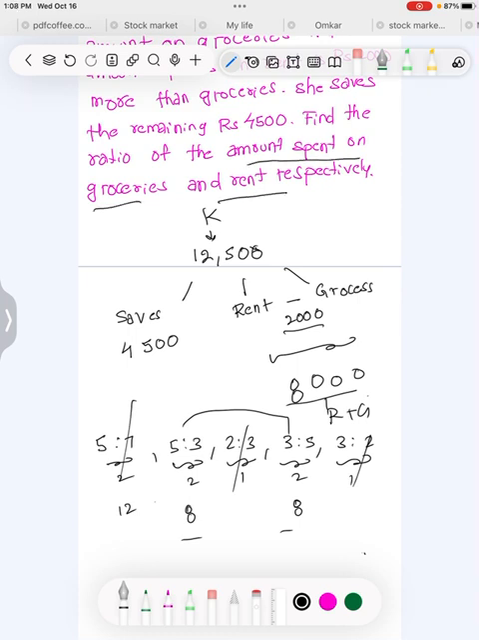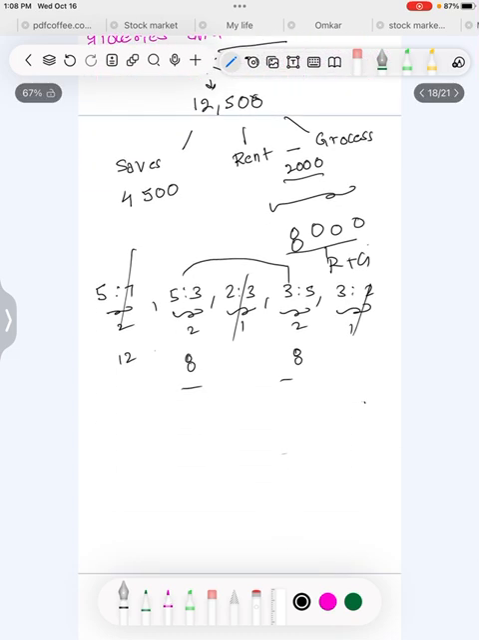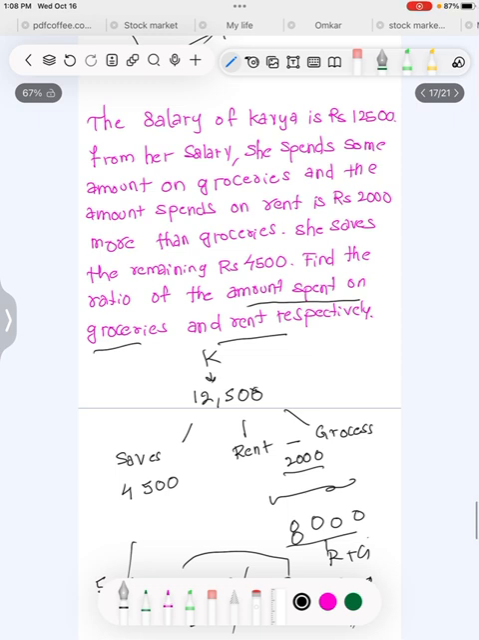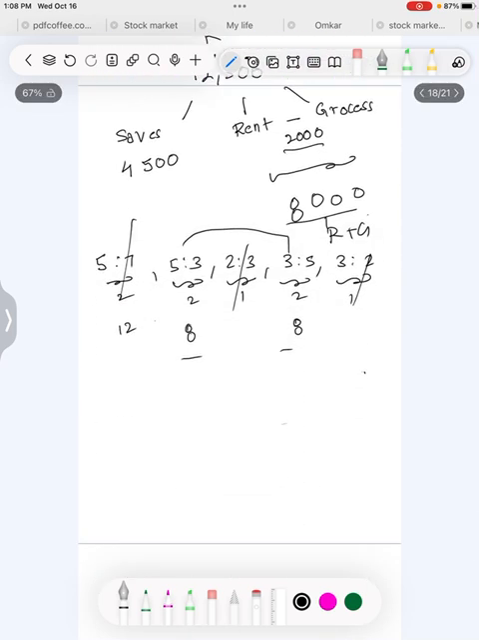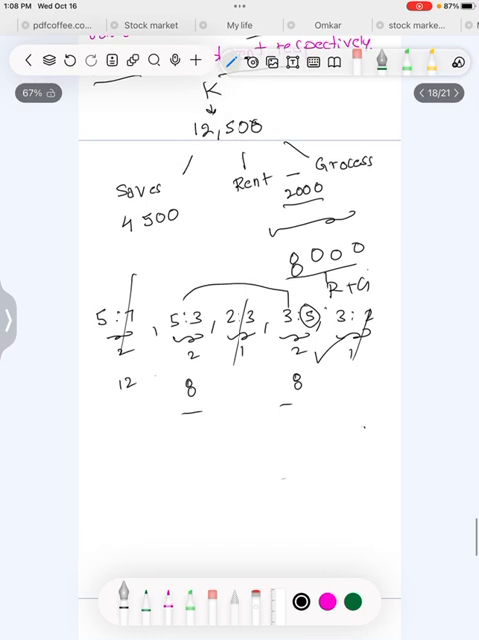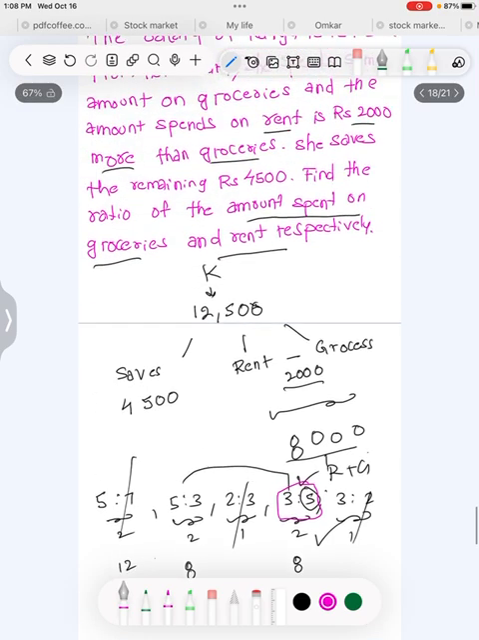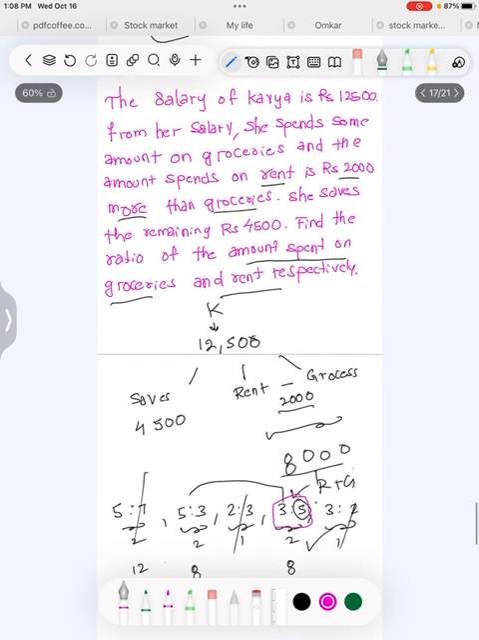Always the grocery amount was less. Here you can see it was already told that the amount spent on rent is 2000 more than groceries, right? So the rent should be higher. So this option is correct. That's it. Okay, in this way, this one is correct. So in this way you can solve this question simply. You can say it out in this way.